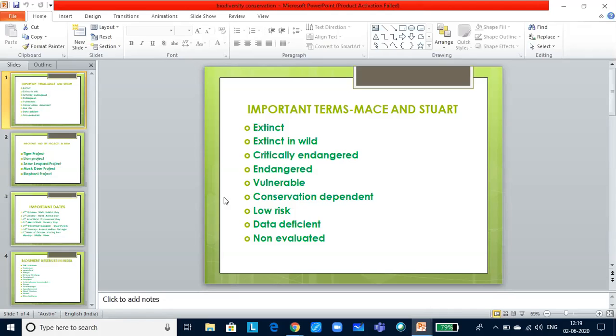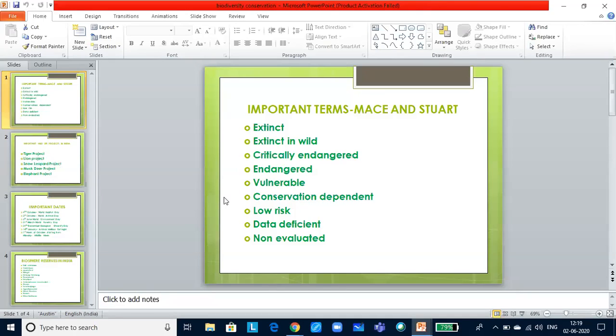Now let us learn the important terms from the point of view of your examination. Extinct. A taxon is extinct when there is no reasonable doubt that its last individual has died. Extinct in the wild. A taxon is extinct in the wild when it is known to survive only in cultivation or as a population well outside its past range. Critically endangered: facing an extremely high risk of extinction in the wild in the immediate future. Endangered. A taxon is endangered when it is not critically endangered but is facing a high risk of extinction in the wild in the near future.